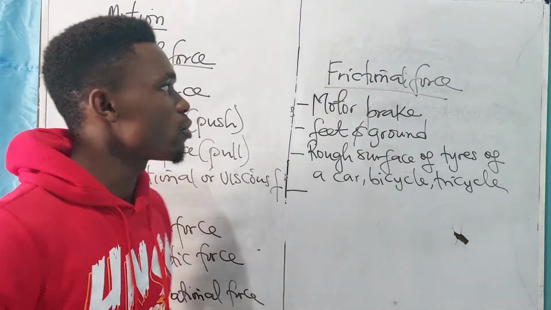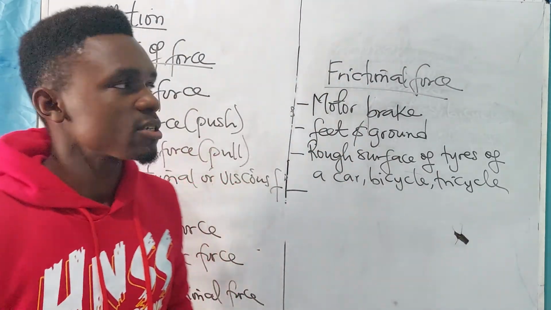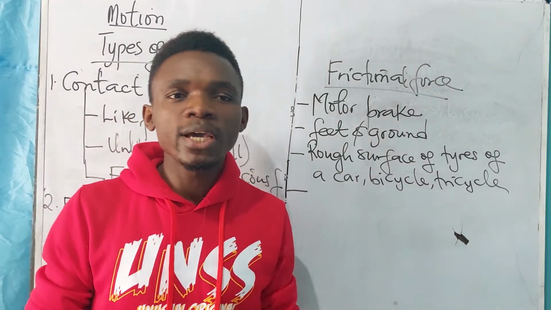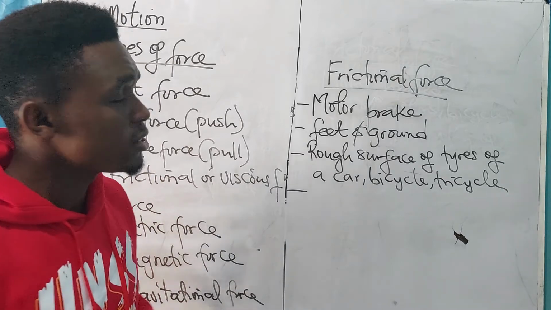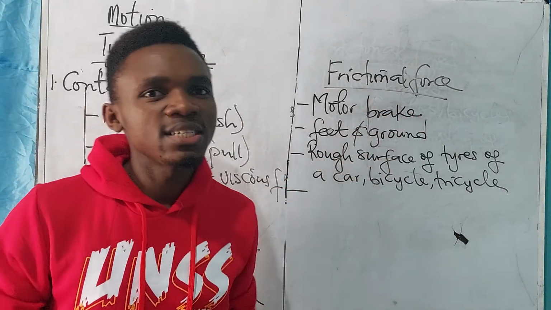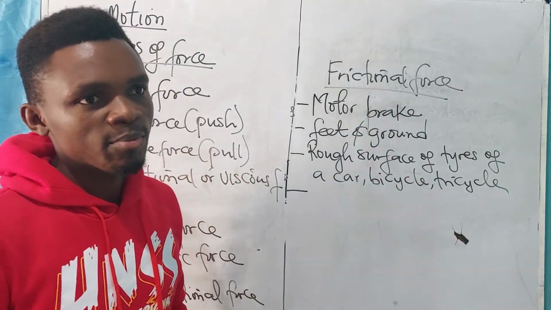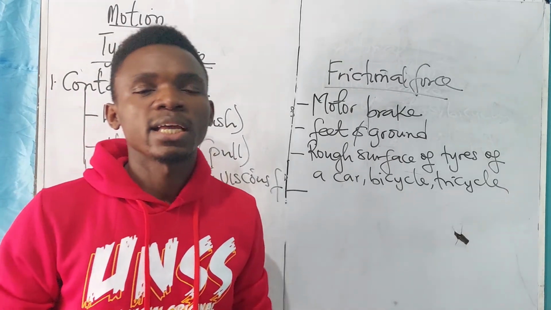Alright, so at this point we call it a day. In our next class, we shall be discussing ways of reducing what? Friction. Ways of reducing friction. Please take note, frictional force is a vector quantity because it has magnitude and direction.